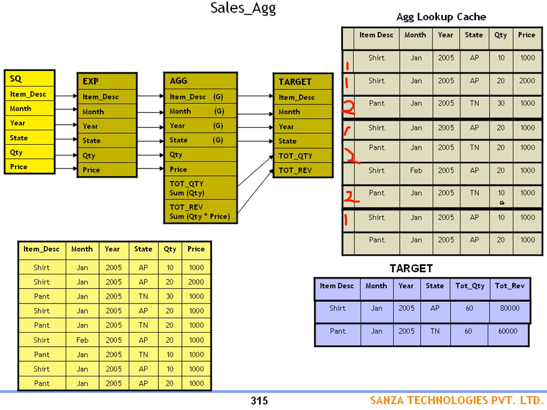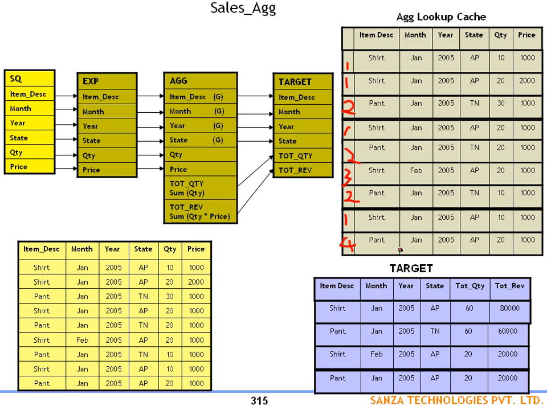Pant, January 2005, AP, not the same combination. So pant, 30 plus 20 plus 10 is 60, multiplied by thousands, 60,000. Then again it scans the cache for unmarked records. This is unmarked, so it will mark it. Then it checks which unmarked records are the same combination. So shirt, February 2005, AP, there is only one combination. So it scans and puts the data here. No combination of the same record. Then it marks the unmarked record, scans the cache, checks the record, and loads the data into the target.